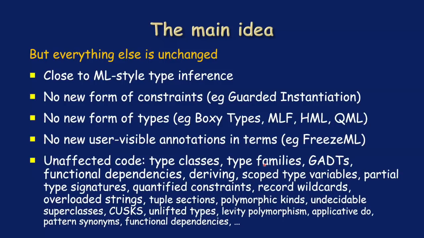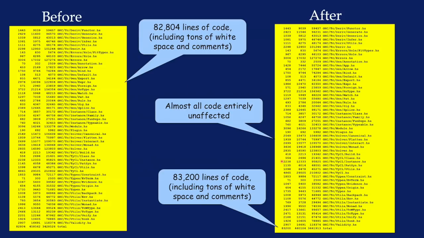So to give you a quantified example of this, here is the line count of GHC's type checker. On the left, before Quick Look. On the right, after. On the left, 82,804 lines of code. On the right, 83,200 lines of code. This is not a big change as these things go. And almost all of these modules, as you see, are bit for bit identical.